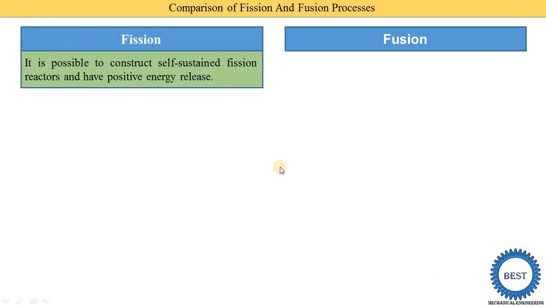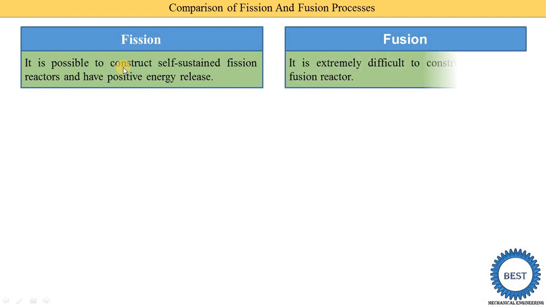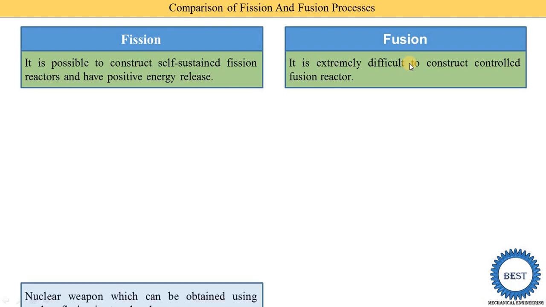In a fission process, it is possible to construct self-sustained fission reactors and have positive energy release. Means they are self-sustained, means we can control the fission reaction, and they produce positive energy release. In a fusion process, it is extremely difficult to construct or control fusion reactors. So fission reaction is controllable, fusion reactions are not controllable.